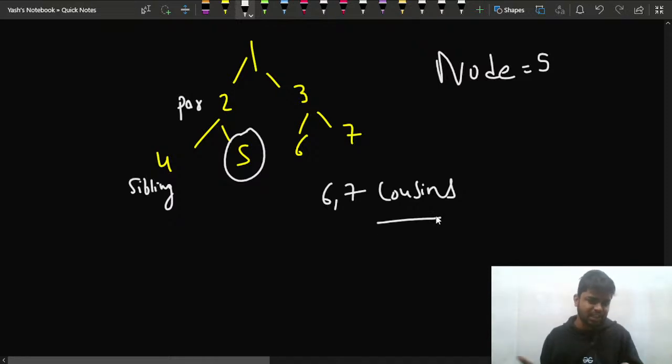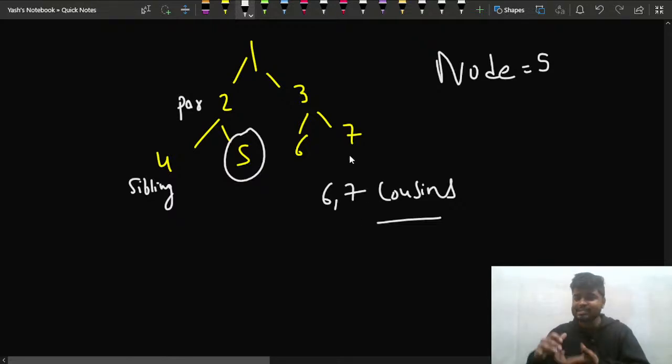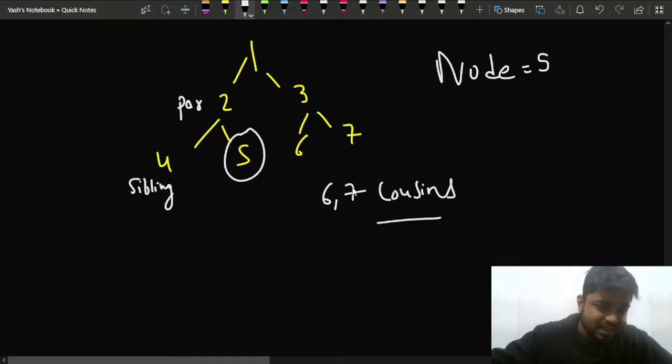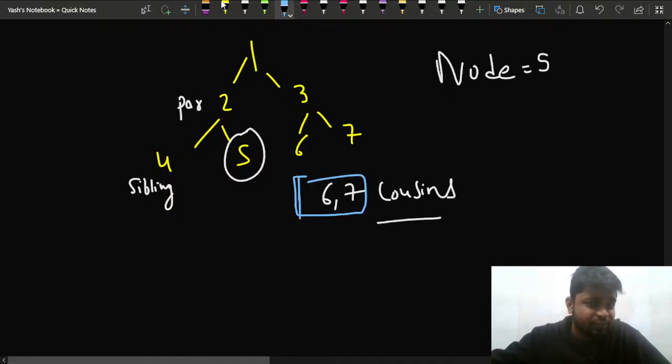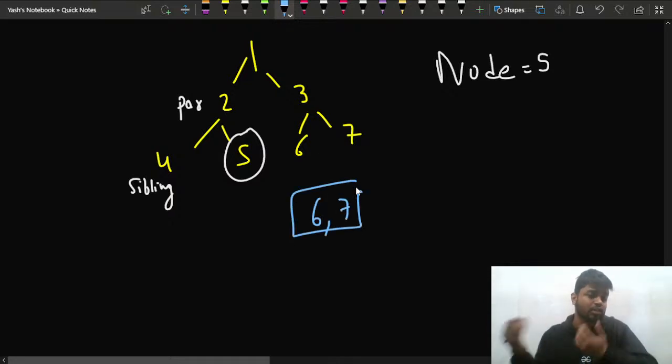Please give me a +1 in the chat if this part is clear to everyone. What are basically cousins? Cousins are the nodes which are on the same level but belong to a different parent. Cousins here mean the nodes that are on the same level, because if they are cousins they will be your counterparts, of the same age, so they will be on the same level. So cousins are nodes which are on the same level but have a different parent and not the same parent.